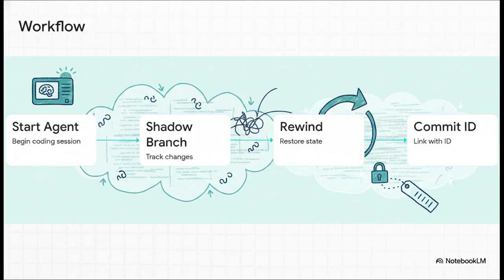Entire built a really slick workflow. You just start your agent as normal. While it works, Entire tracks all those changes in the background on a temporary shadow branch. And since it's capturing snapshots, if your AI suddenly hallucinates and breaks everything, you can literally run a command to instantly rewind and restore your code to a known good state.